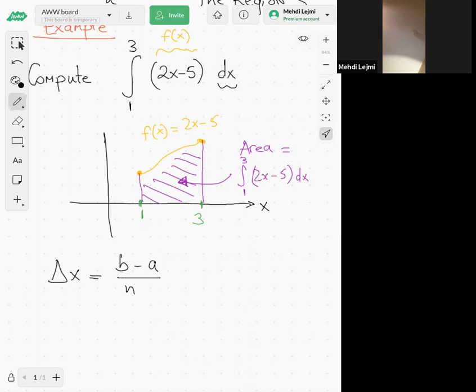So you divide by n. So this is b minus a, which is just your interval. This is supposed to be a, this is supposed to be b. So b minus a is 3 minus 1 over n. You keep the n because later you're going to compute the limit as n goes to infinity, and then you're going to get some number. So it's 3 minus 1 over n, which is 2 over n. That's my delta x in the definition.